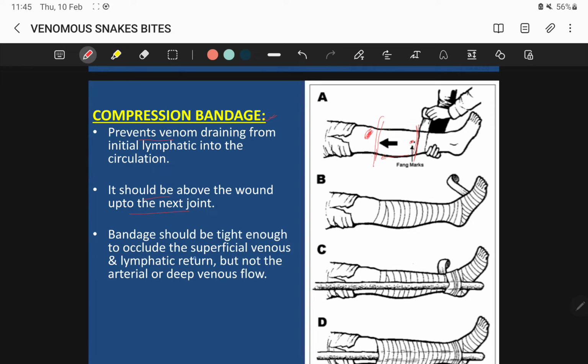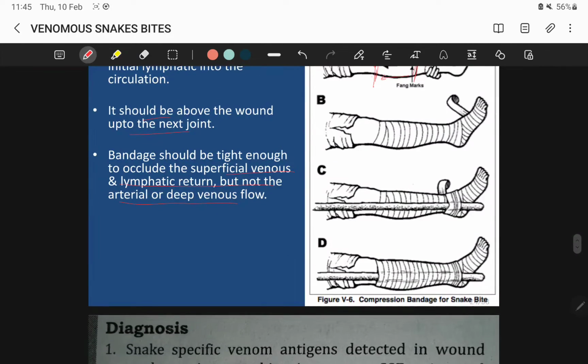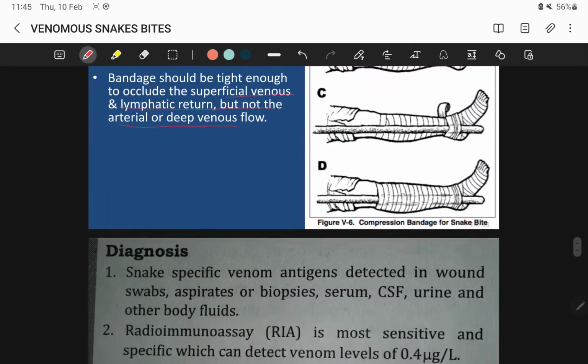The bandage should be tight enough to occlude the superficial venous and lymphatic return, but not the artery, okay. So just bandage, just compress the thigh. So why is this done? To prevent the drainage of venom into the superficial veins and then the lymphatic region, so that it cannot become more complicated, right? But not so tight that it will block the arterial or the deep venous flow. So this is how the compression bandage is done.